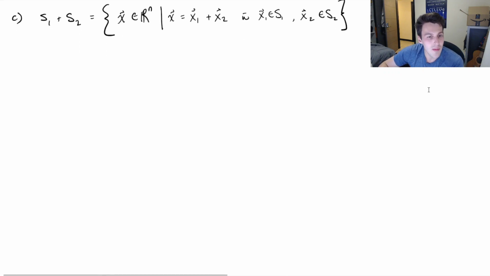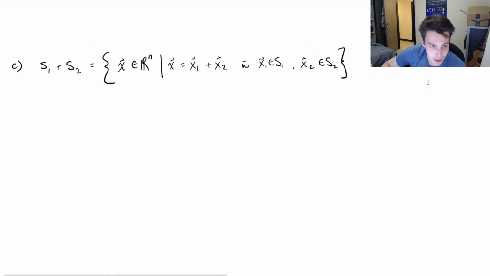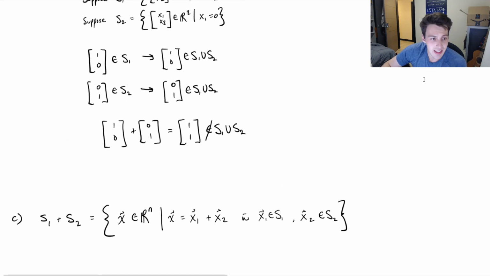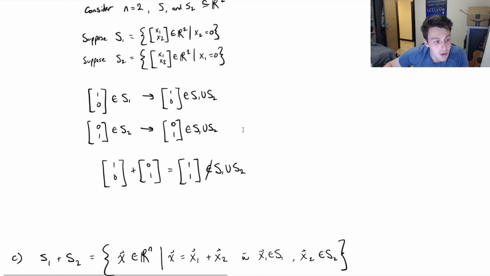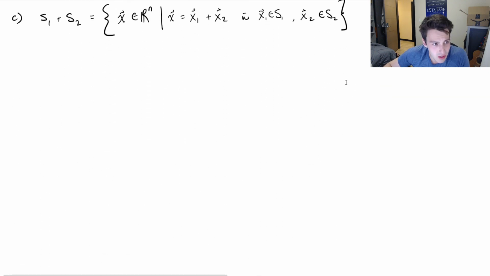So you might be thinking, how is this different than the intersection? Basically the intersection has to be in S1 and S2, while the addition of subspaces is basically you can have any vector in the sum as long as it is a sum of something from S1 and something from S2. So one of them is the addition, the other one is it needs to be in both of them. A little bit weird.